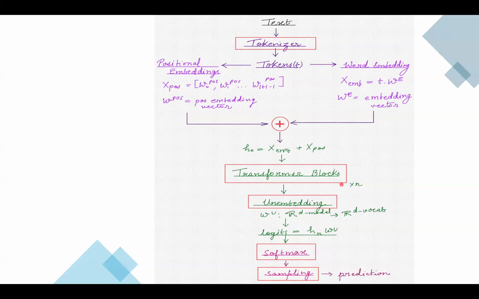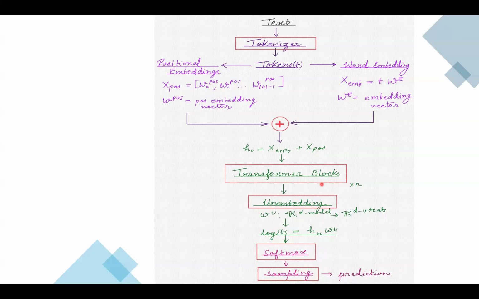So I will explain. Sorry for interrupting. I just have one question. This may be basic, but I'm new to this. Here you are representing tokens as T, that's a vector, right? Yeah. And then X embedding is equal to T dot WE. WE is an embedding vector? Yeah. So what's the dimensionality of X embedding?